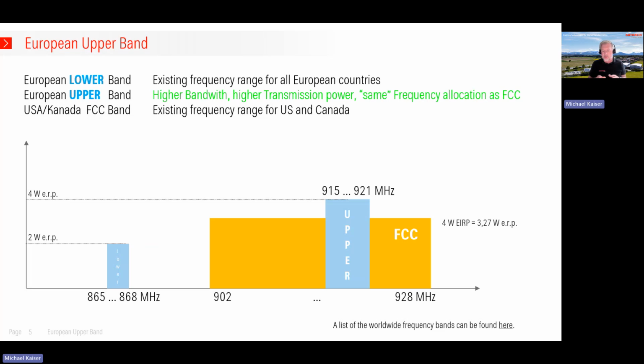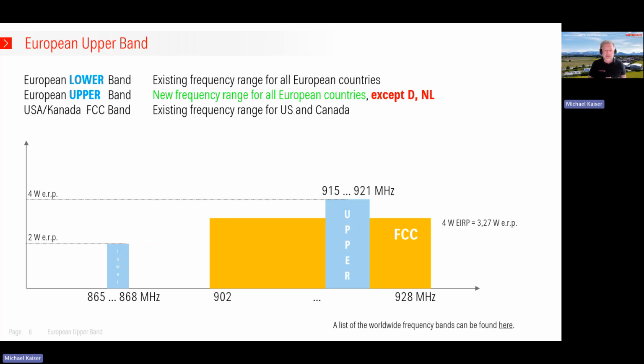With this new upper band, we are in the center of the FCC bandwidth. This means we have the same behaviors, the same allocations. This means the same behavior of the transponders, the same behavior of all the other equipment and all the other parts in the system. But when we have some advantages, we have also some disadvantages.